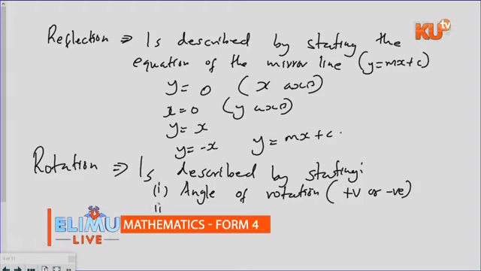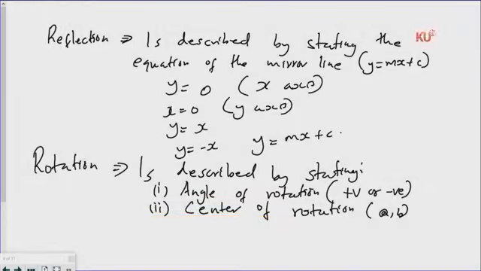Then number 2, you have the center of rotation. When we talk of the center of rotation, it is a point (a, b), or in terms of x, y. It could be the origin (0, 0), or any other point within the Cartesian plane. That is where we will have the center of rotation taking place.